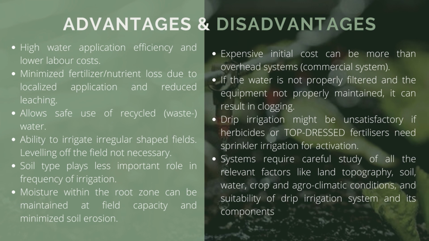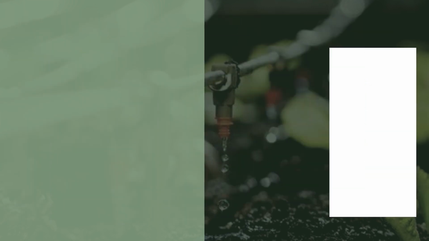Disadvantages of the drip irrigation system: expensive initial cost can be more than overhead systems. If the water is not properly filtered and the equipment not properly maintained, it can result in clogging. Drip irrigation may be unsatisfactory if herbicides or top-dressed fertilizers need sprinkler irrigation. Systems require careful study of all the relevant factors like topography, soil, water, crop, and agroclimatic conditions, and suitability of drip irrigation system and its components.